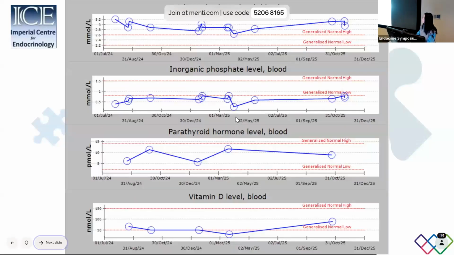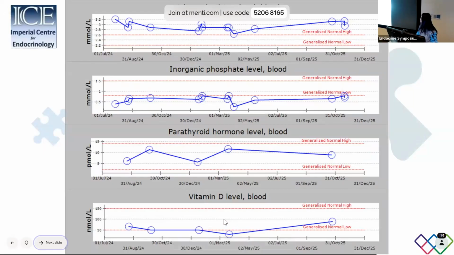Just a bit more information. This is her trends graph. I think what is hiding above is the calcium on top. So you can see the trend from her presentation last year up till now, that she's got hypercalcemia persistently, that she's got low phosphate levels, and that her parathyroid hormone has always been within the normal range.